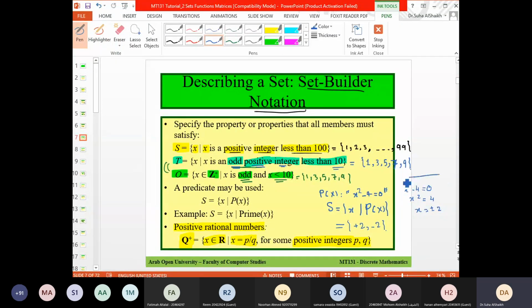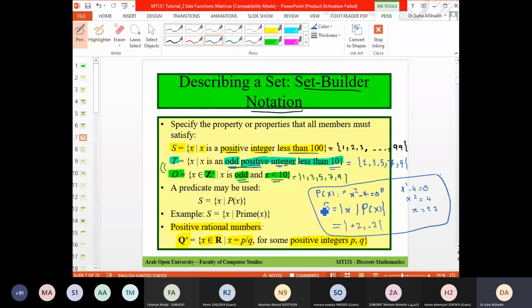The example of the predicate could come like this. It says P(x) is x squared minus 4 is equal to 0, and your set S is equal to all the x's such that P(x). What does such that P(x) mean? It means such that P(x) is true. What do I have in my set then? I solve this one. x squared minus 4 is equal to 0, x squared equals 4, x equals plus or minus 2. So the solution is plus and minus 2.